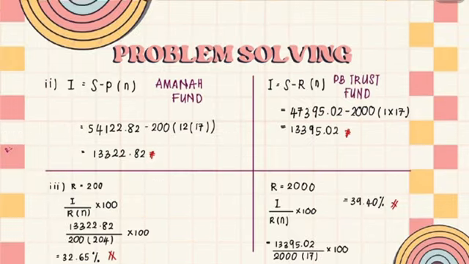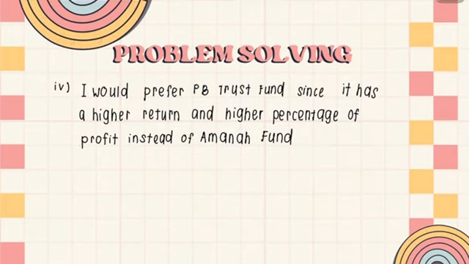Next, the percentage of return from each investment scheme is I divided by R multiplied by N, and multiplied by 100. For the Amanah Fund, 30,322.82 divided by 200 multiplied by 204 and multiplied by 100. So, we will get 32.65%. For PB Trust Fund, 30,395.02 divided by 2,000 multiplied by 17 and multiplied by 100. And we will get 39.40%. For the fourth question, I will prefer PB Trust Fund since it has a higher return and higher percentage of profit instead of Amanah Fund.